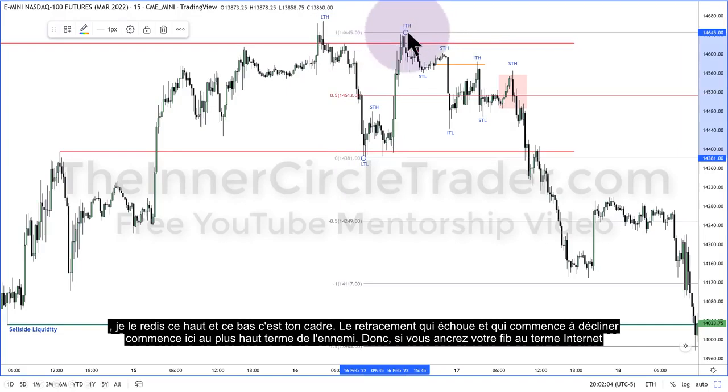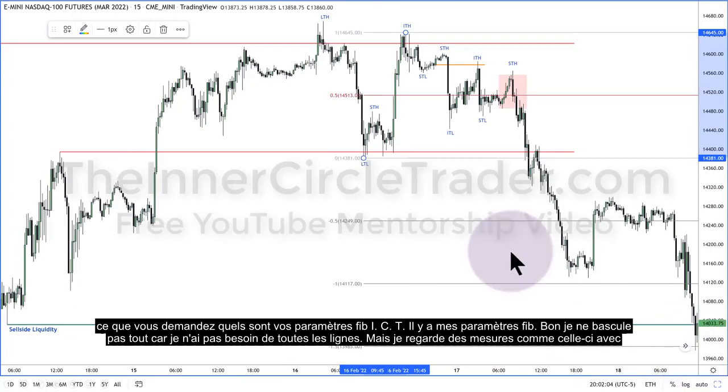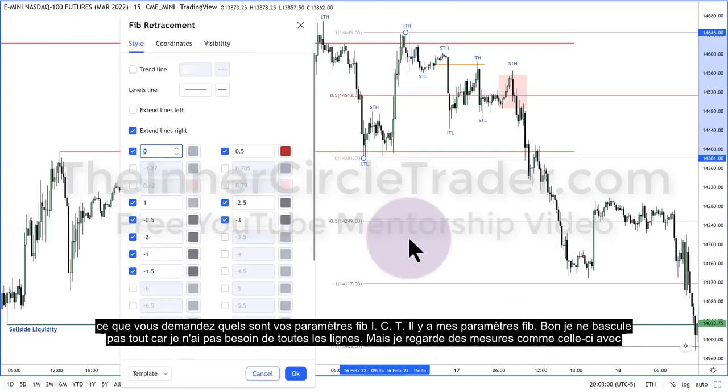So if you anchor your fib to the intermediate-term high down to that low, which is a long-term low, the projection is -1.5 standard deviation, and there's your low. How much lower than this can it go? That's one way of determining it. Now I know what you're asking. What are your fib settings, ICT? There's my fib settings. Okay.